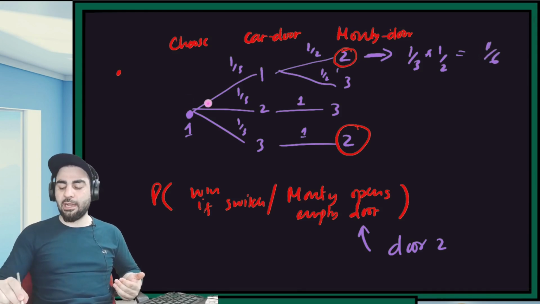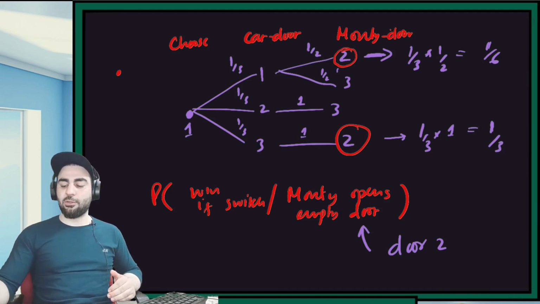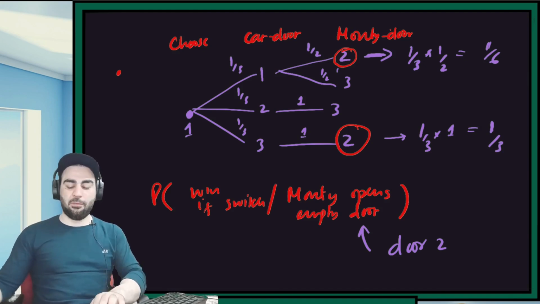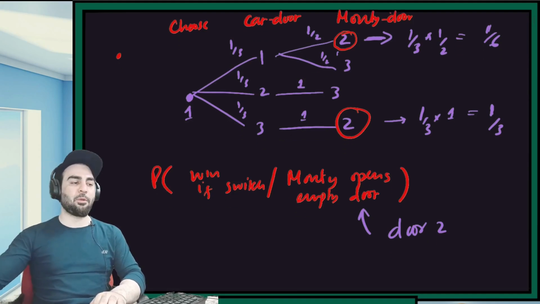And over here, I chose 1, the prize was in door 3 and Monty Hall opened 2. This is 1 by 3 multiplied by 1, so this is 1 by 3. These are the two possibilities for Monty Hall when he opens door 2, and these are my computed probabilities.